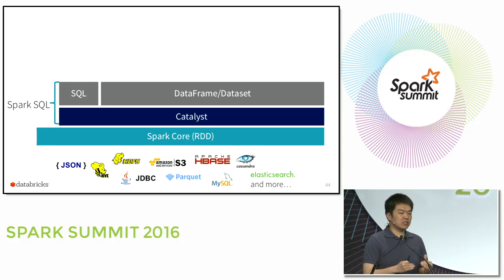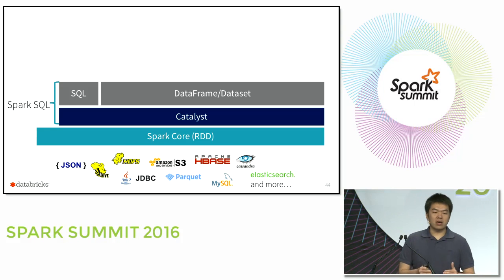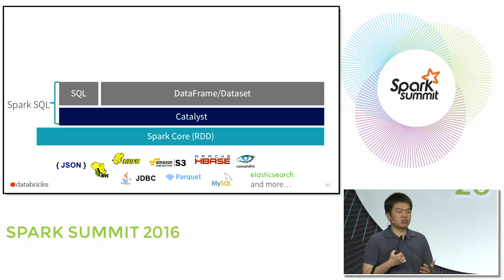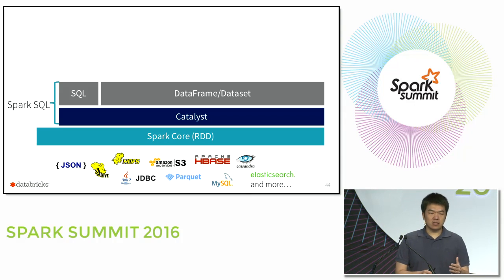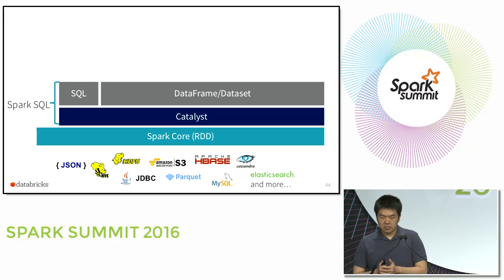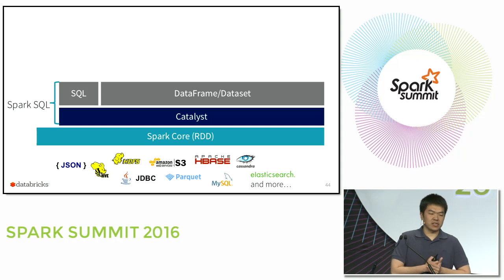At the bottom of this stack, we have Spark Core and the RDD API. And we have Spark SQL on top of Spark Core, and we provide the SQL, DataFrame, and Dataset APIs to users. And Catalyst essentially converts the user's high-level program to the physical version using RDDs that can be executed efficiently.